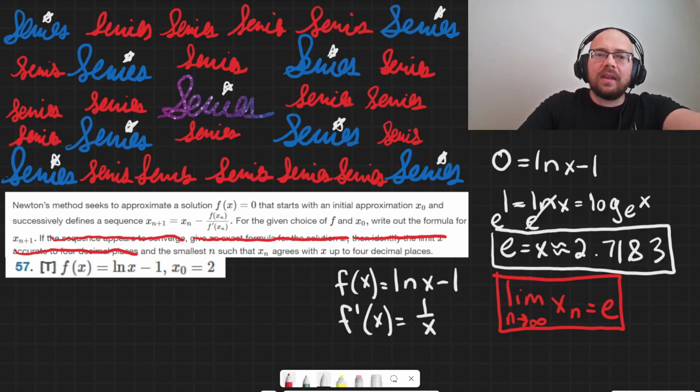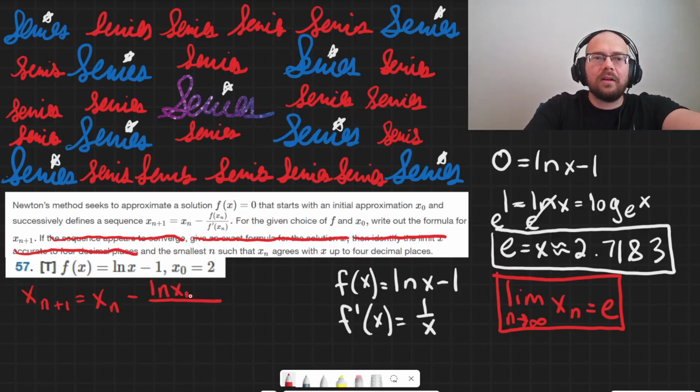And then I go ahead and plug that into the quasi-recursive formula going on here. So x sub n plus 1 equals x sub n minus, and then it would be f of x sub n. I'm just plugging in x sub n in place of x. So that'd be minus ln of x sub n minus 1. It's just f of x, but with an n. And then the derivative, but with an n. So it's 1 over x sub n.